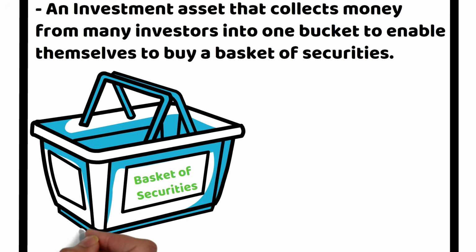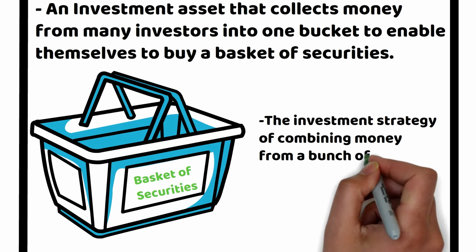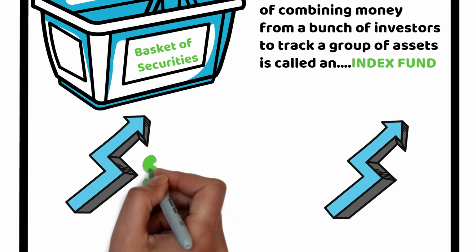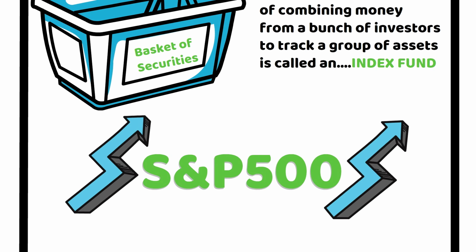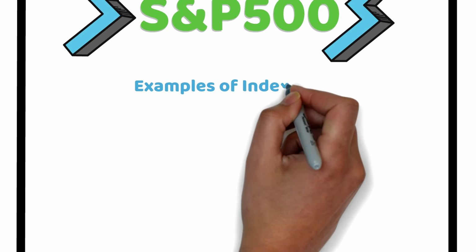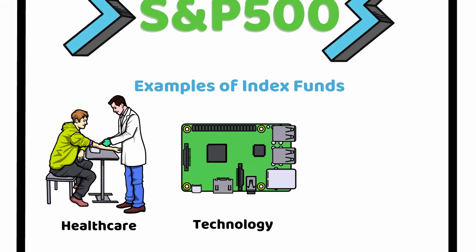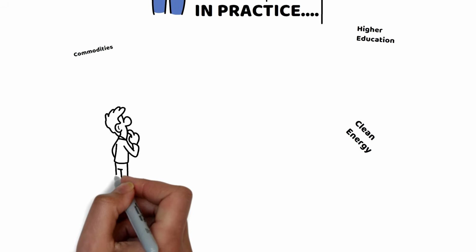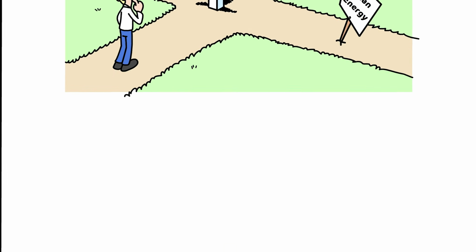There are different kinds of funds, with each one focusing on a different kind of asset type. The investment strategy of combining money from a bunch of investors to track a group of assets is called an index fund, with the most common index fund tracking the S&P 500. Other examples of index funds include tracking the healthcare industry, technology industry, or the real estate industry. But in practice, index funds can follow any group of assets, and there are tons of options out there.